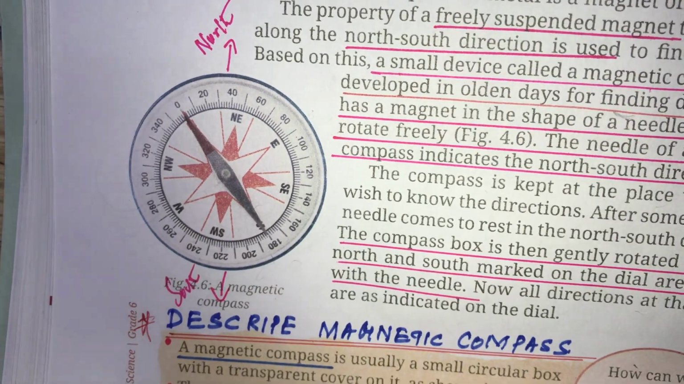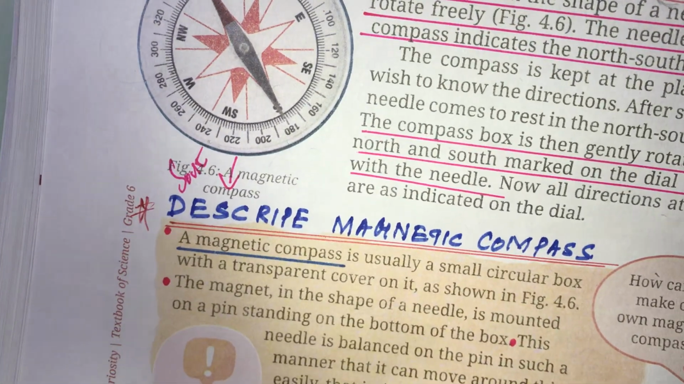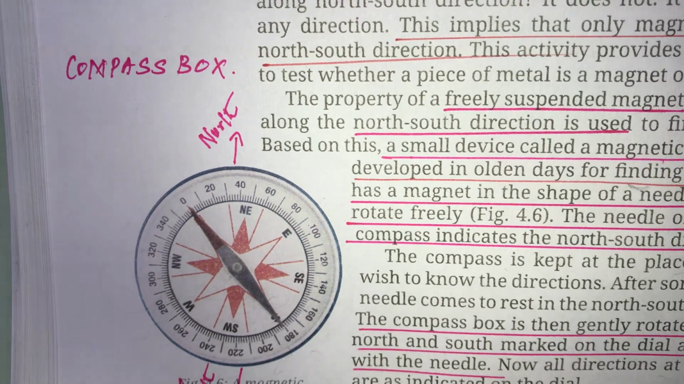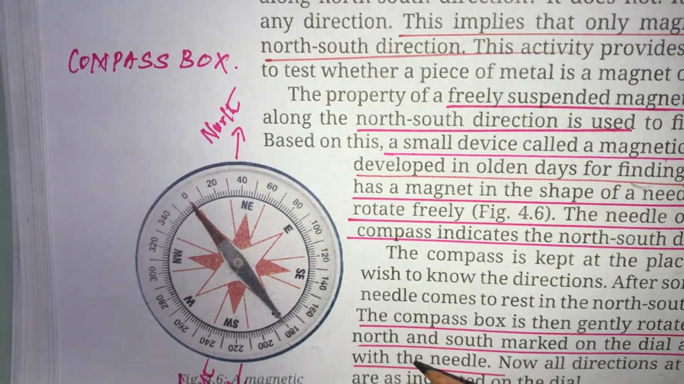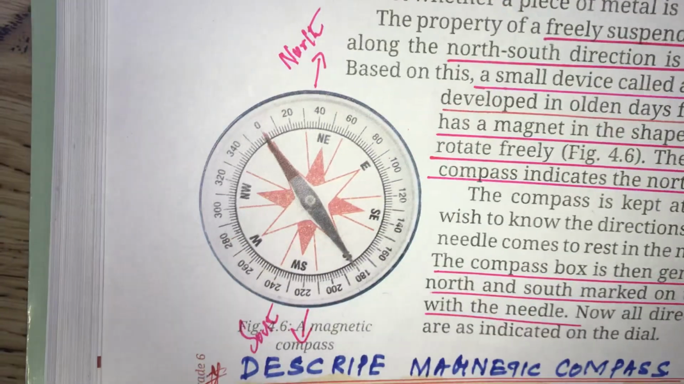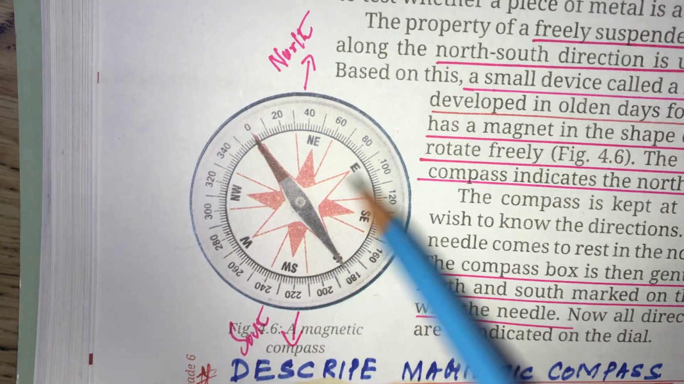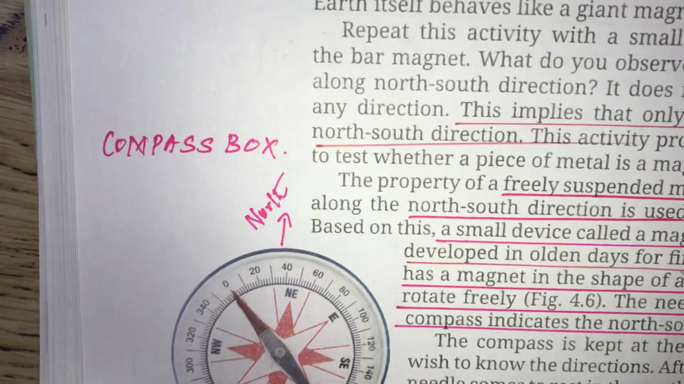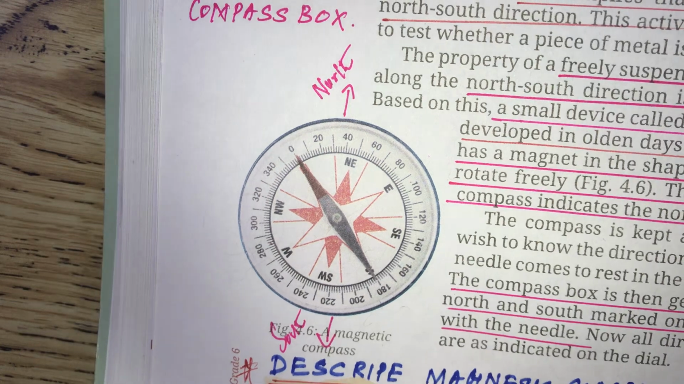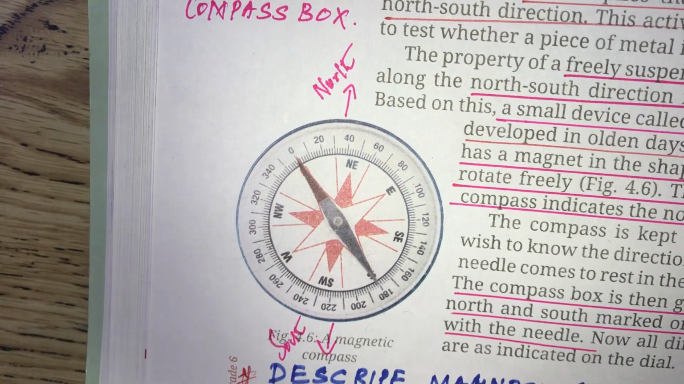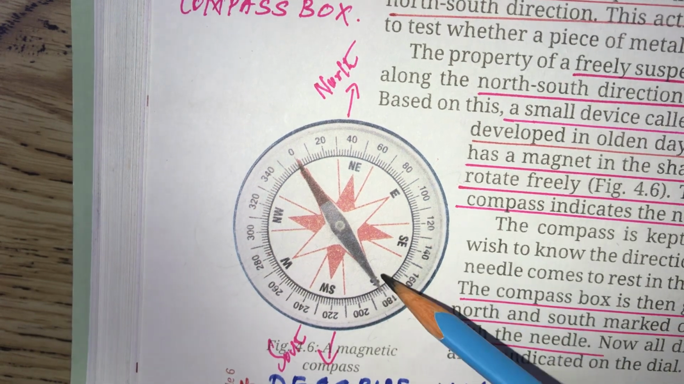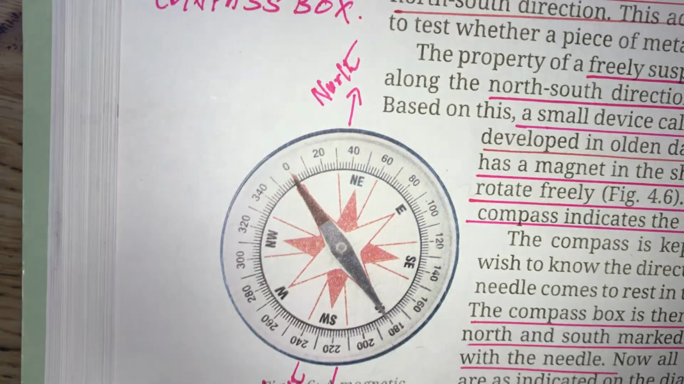The end of the needle which rests in the north direction is usually painted red. Below the needle there is a dial marked on it. The north direction is painted with red color to find out which is the north direction. So this is the description of the structure of the magnetic compass, which we use to find the north and south direction. The magnetic needle is the device used to show the north direction, which is painted red.